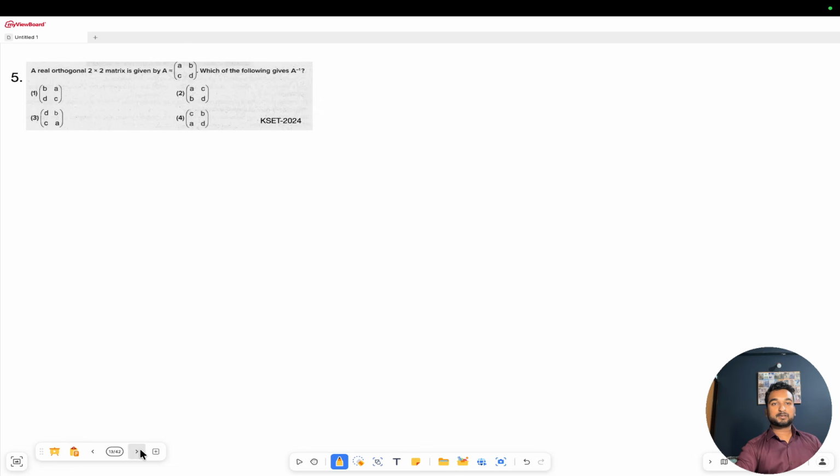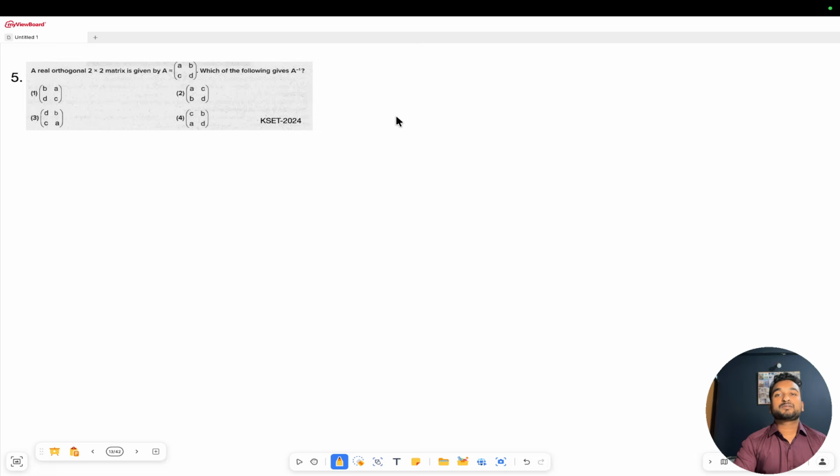Okay, moving ahead. This is a question from KSET 2024. A real orthogonal 2 cross 2 matrix is given by A equals to A, B, C, D. What will be its A inverse? It is a very easy question.